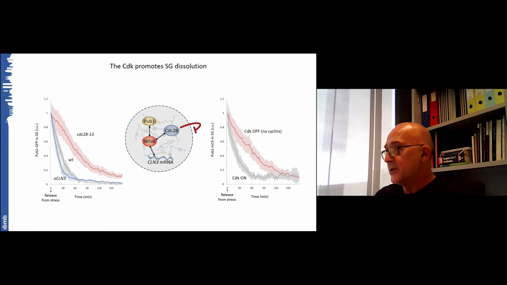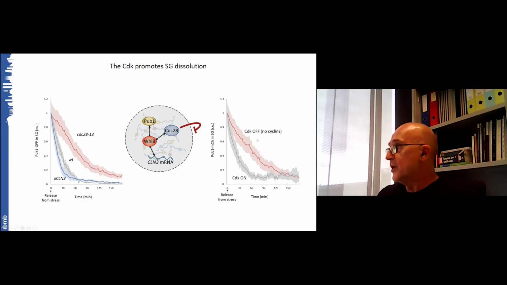So here we have the dissolution. Time zero is the time that we place cells back to normal conditions. And so we start with maximum stress granule formation, and this slowly disappears. And after a couple of hours, you see almost no stress granules in the yeast population. However, if we knock down CDC28 activity using this thermosensitive allele, then we saw a nice decrease in the stress granule dissolution rate. Overexpressing CLN3, we observed a slight increase in this dissolution rate, again confirming that CDC28 had something to do with the stress granule dissolution.